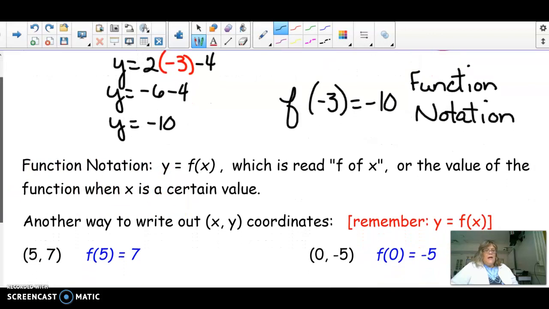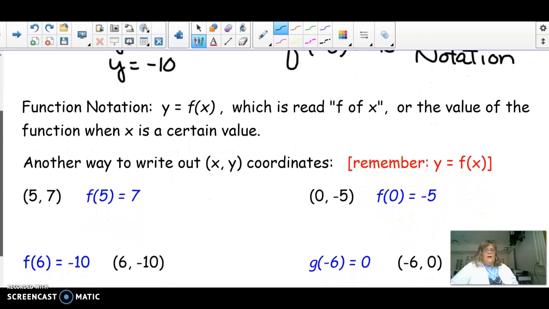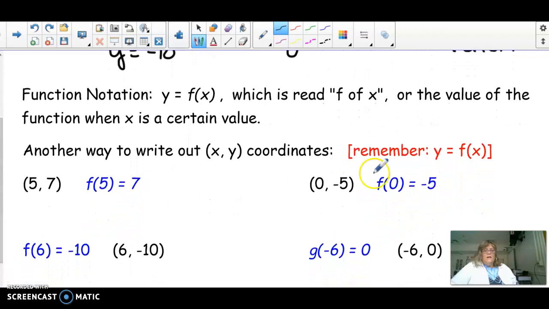So if we look at it another way, we can write out our x and y coordinates. Just remember your form is y is equal to f of x. So this is our x value, this is our y value. So if this is the coordinate x, y, remember that x goes in the parentheses, the y is by itself. Again, the x goes in the parentheses and the y is by itself.